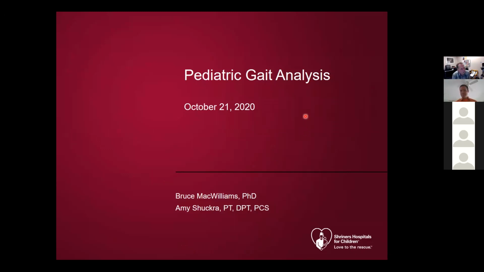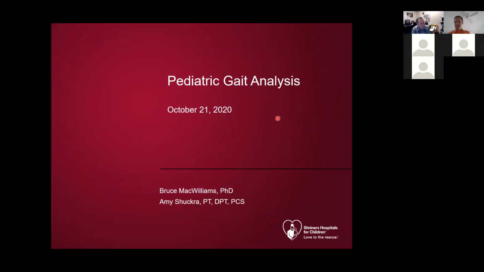So just a quick overview. The lab has been open since 1996. It kind of came with the new Shriners Hospital building that they built at that time. And I am kind of original equipment. I've been with the laboratory since then, kind of a long time now.